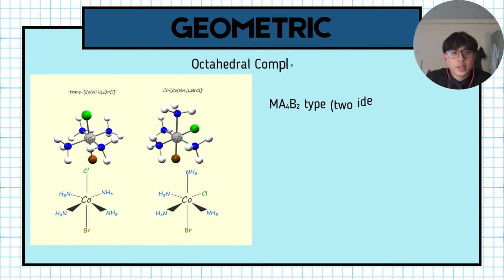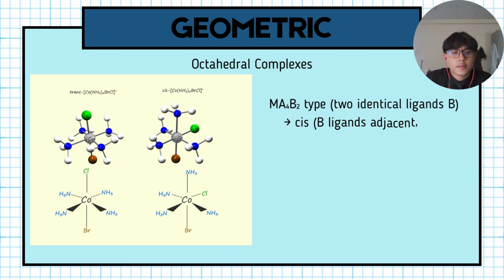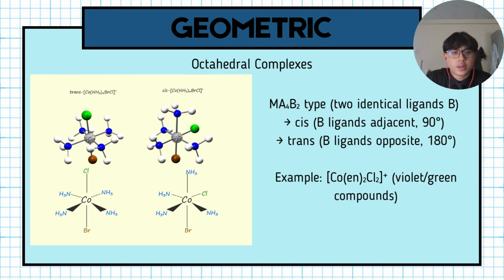Now let's talk about the next geometry, which is octahedral complexes. We have the MA4B2 type, with two identical ligands B, which can be cis or trans. For cis, the B ligands are adjacent to each other, at 90 degrees, and for trans, the B ligands are opposite to each other, at 180 degrees. For example, [CoN2Cl2]+, which is a violet or green compound.